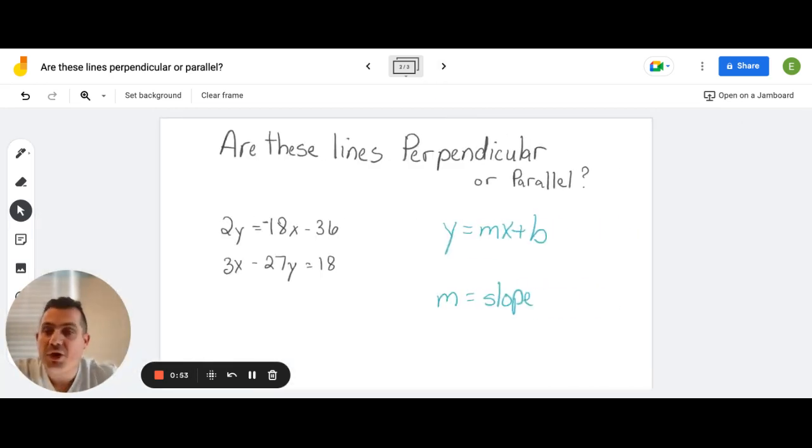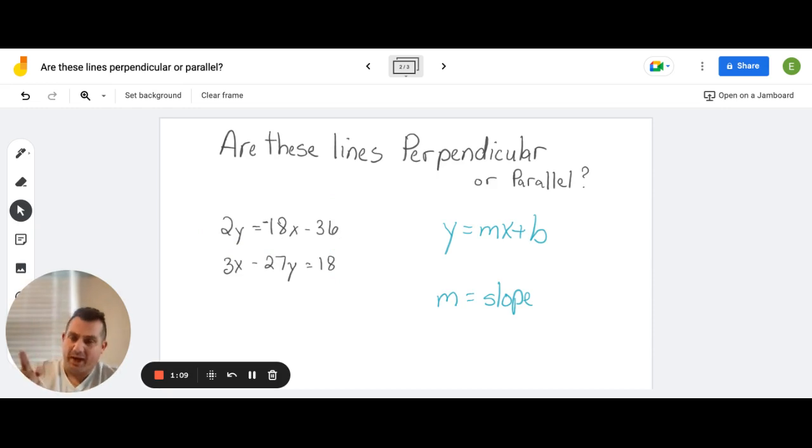Okay, so we're going to look at two lines here. The first one it's giving me is 2y equals negative 18x minus 36, and 3x minus 27y equals 18.